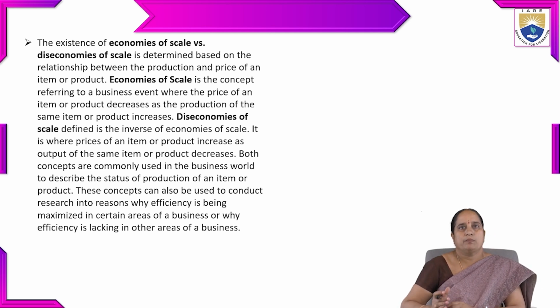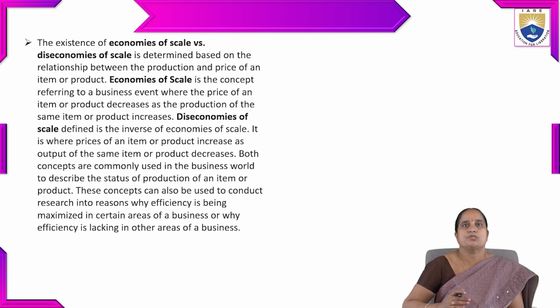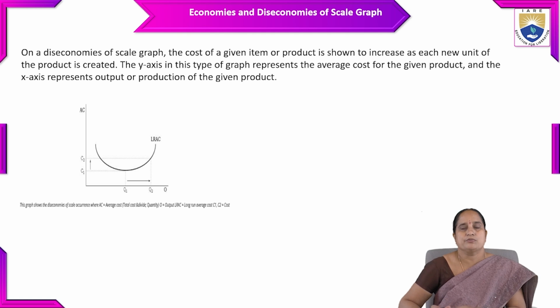Both concepts are commonly used in the business world to describe the status of production of an item or product, and these concepts can also be used to conduct research into reasons why efficiency is being maximized in certain areas of a business or why efficiency is lacking in other areas, and that should be analyzed by taking into consideration these two concepts, economies and diseconomies of scale.